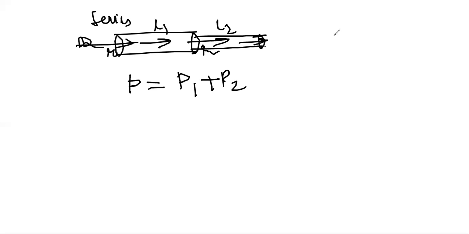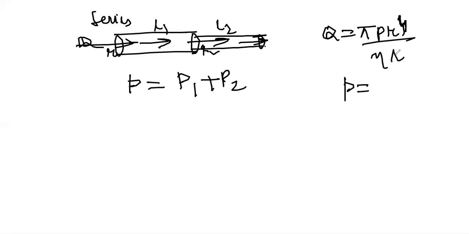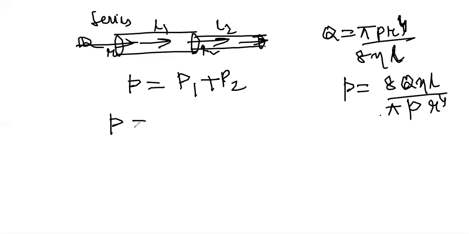And we can use the formula of Poiseuille's equation once again, that Q equals pi P R to the power 4 by 8 eta L. So we can write P equals Q, that means 8 Q eta L divided by pi R to the power 4. In this case, you have to equate the pressure difference. So P equals P1 plus P2.